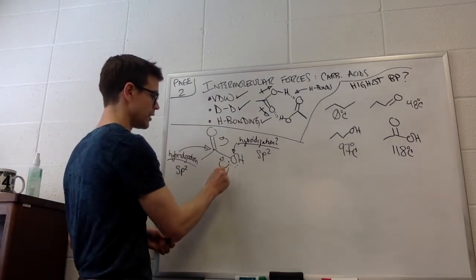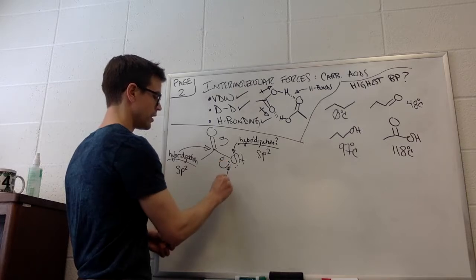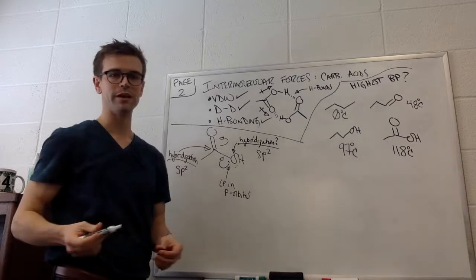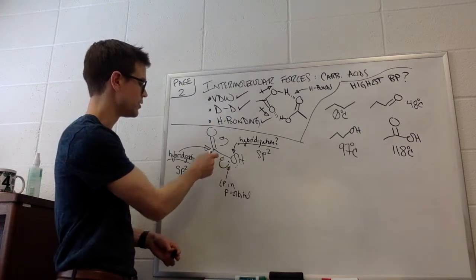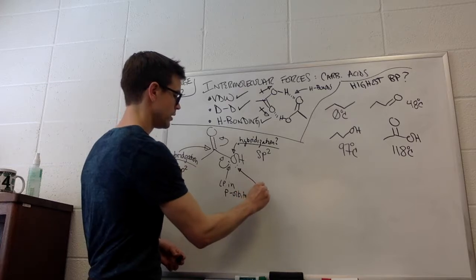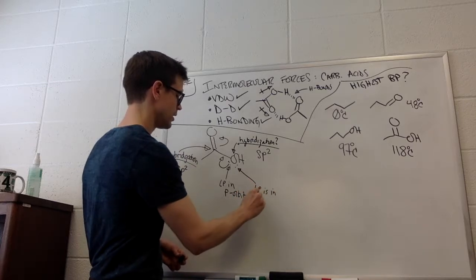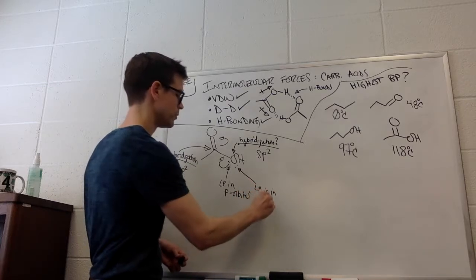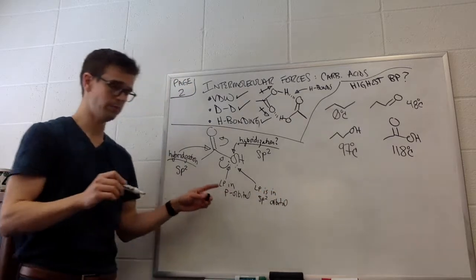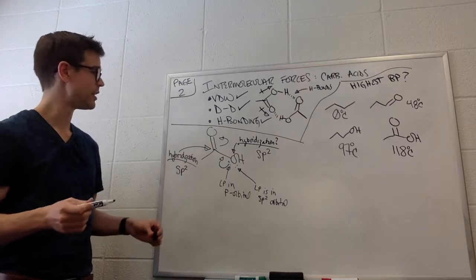So we could say this lone pair is in a p orbital. We know that one's in a p orbital because it's overlapping into that pi system, whereas this lone pair here is in an sp2 orbital. Okay, so that is the hybridization.